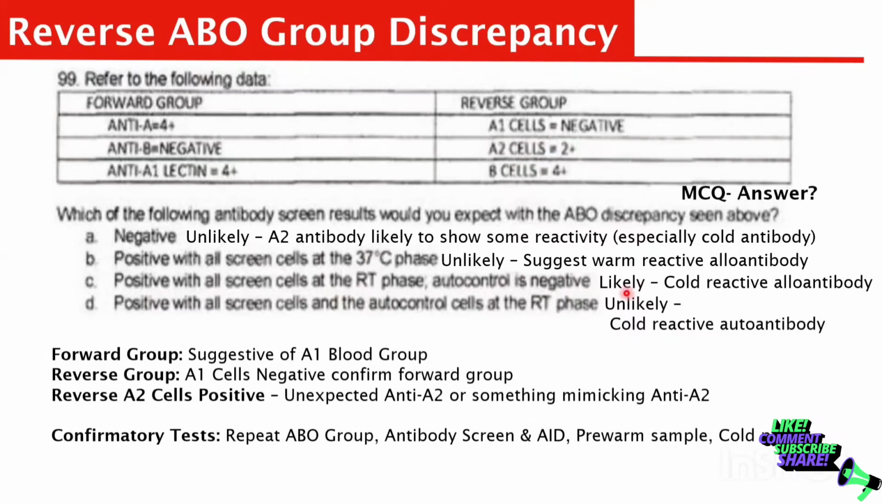So the answer I'm picking here is C, and I'm picking it on the basis that I strongly believe that this very A2 cell that is positive can be due to interference of a co-reactive alloantibody. So this patient perhaps has developed an antibody that is more expressed at lower temperature than 37, at cold temperature, and that is why it is expressed here. That is why it's interfering with the result here. So anyway, that is the answer that I have for this.